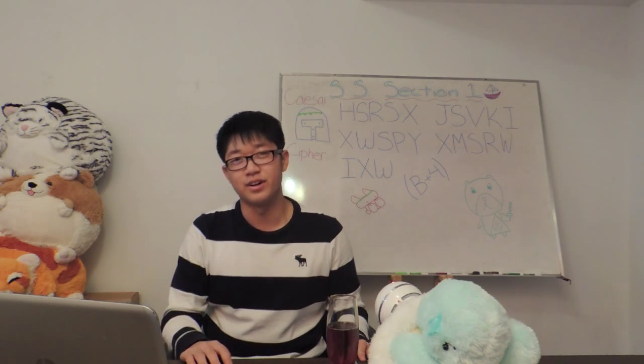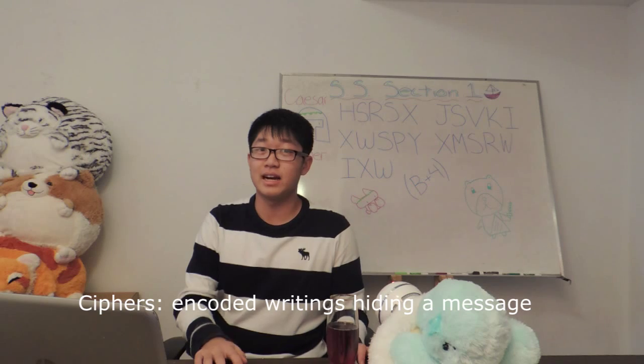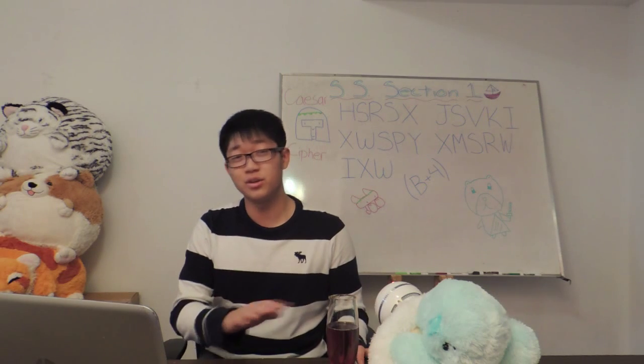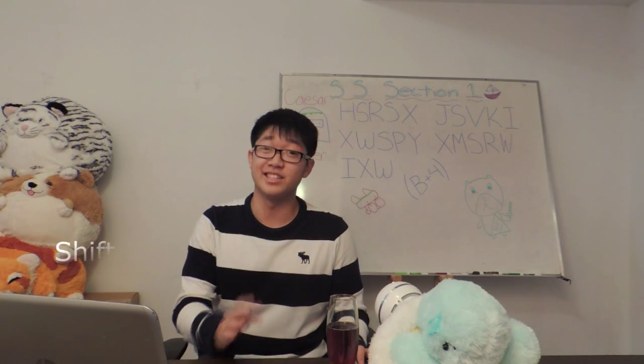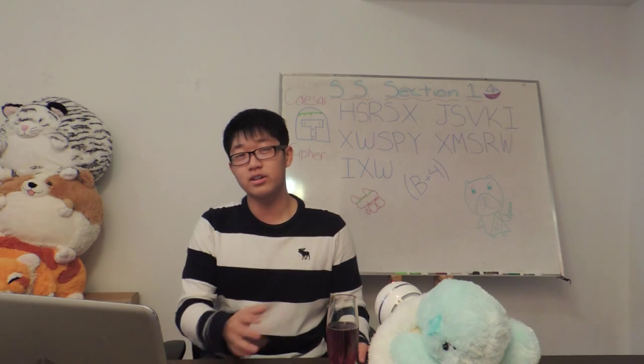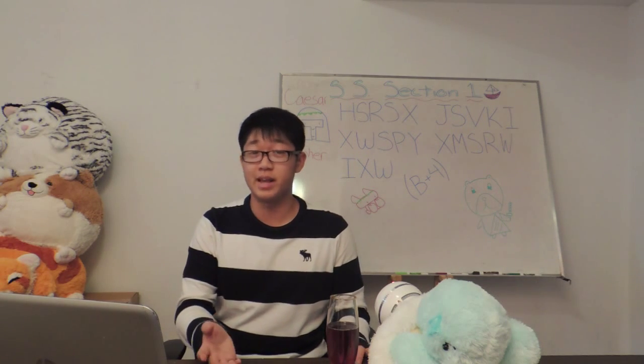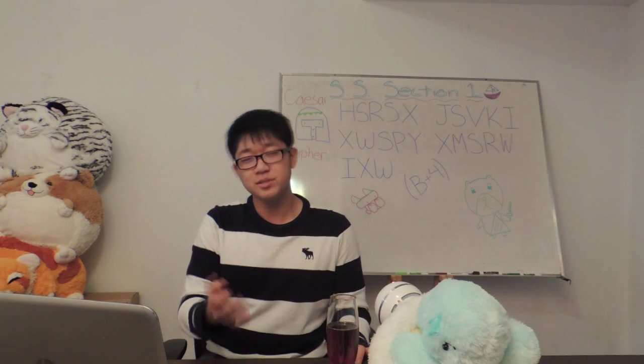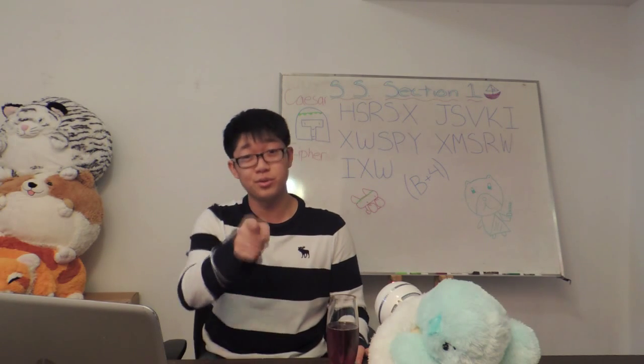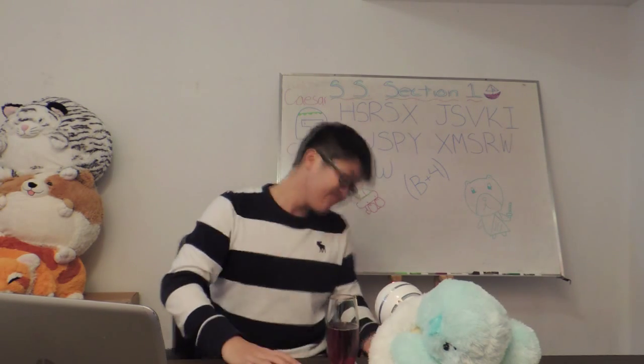Now, what is a cipher? Ciphers are encoded writings that are meant to hide secret messages, but the Caesar cipher is no ordinary cipher. No. It's a shift cipher, meaning that you would move all the letters in the message by an A multiplier or B shift. Now, this might sound foreign to you now, but after this video, you will be able to understand what I just said.